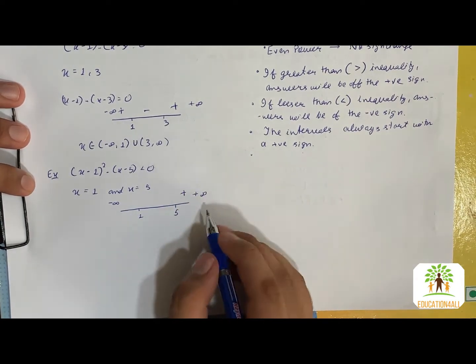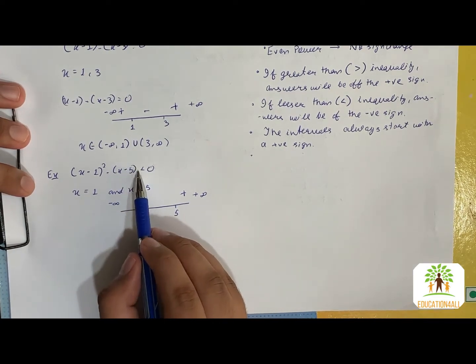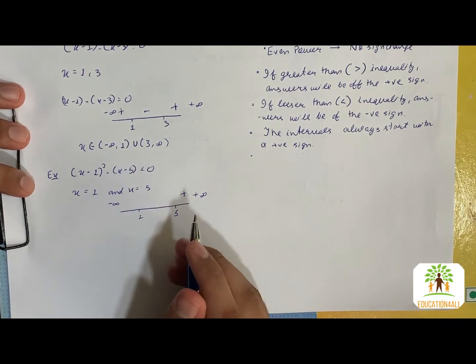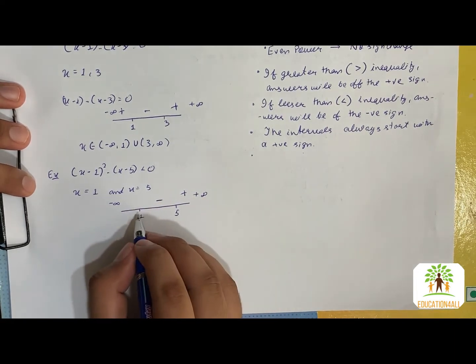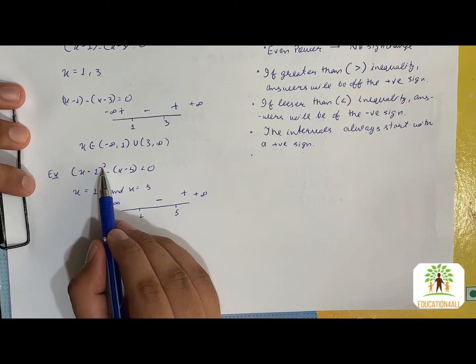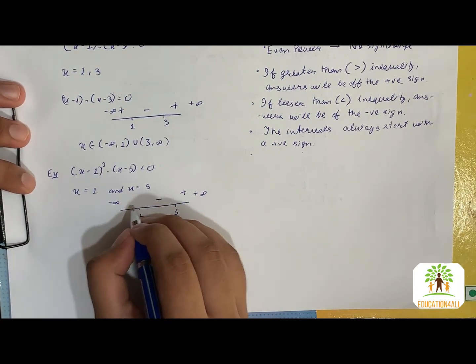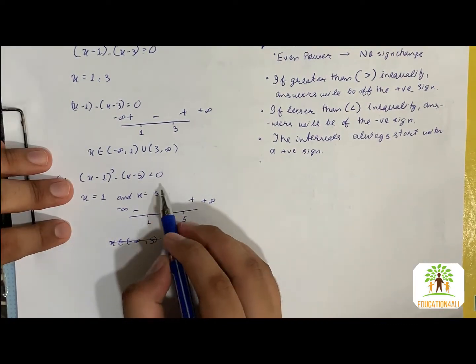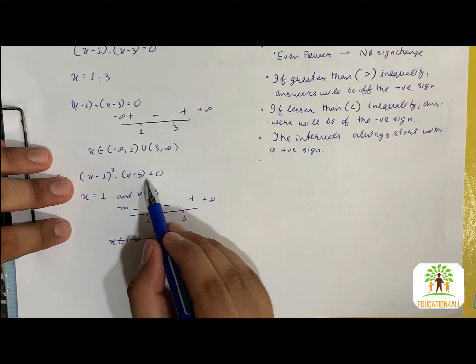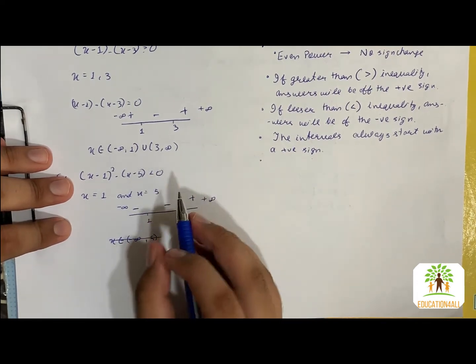Now, we can see that at the x equals 5 critical point, there is an odd power, which means that the sign will change. So, the sign will become negative here. And now, at the x equals 1 critical point, you can see that we have an even power, which means that the sign will not change, or it will remain negative here also. Now, you would have seen that there is only a lesser than sign here. There is no lesser than or equal to sign here. So, we will get an open interval.